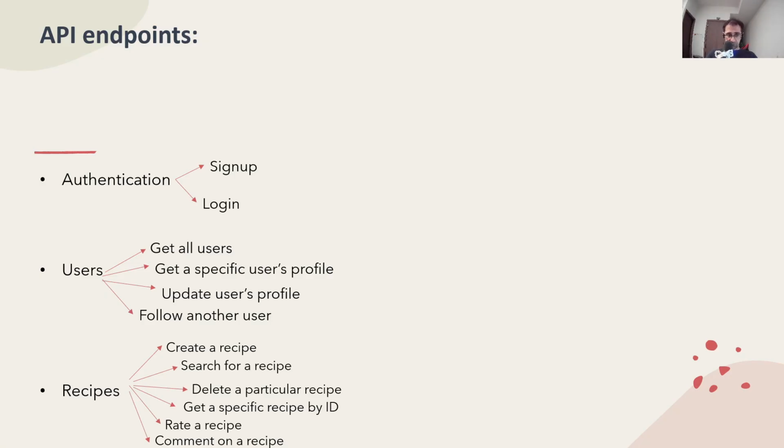The third group is related to recipes. So the users will be able to create recipes, search for certain recipes based on those filters, and they will also be able to delete particular recipes based on their unique identifier or their unique ID. They will also be able to rate those recipes and comment on them.